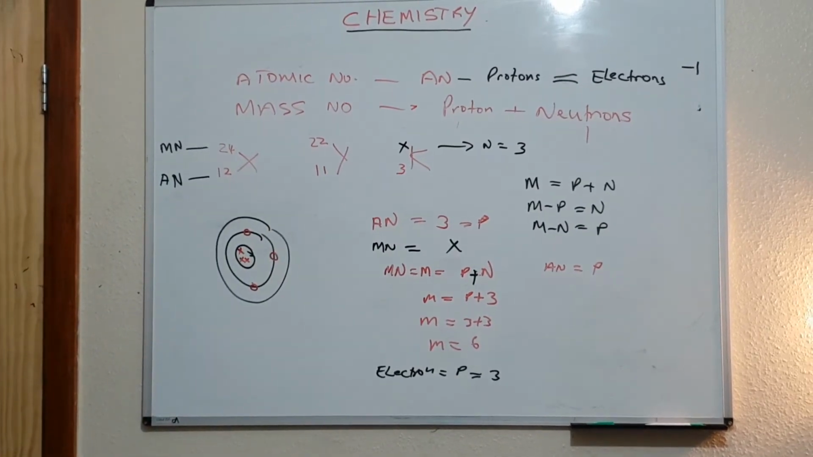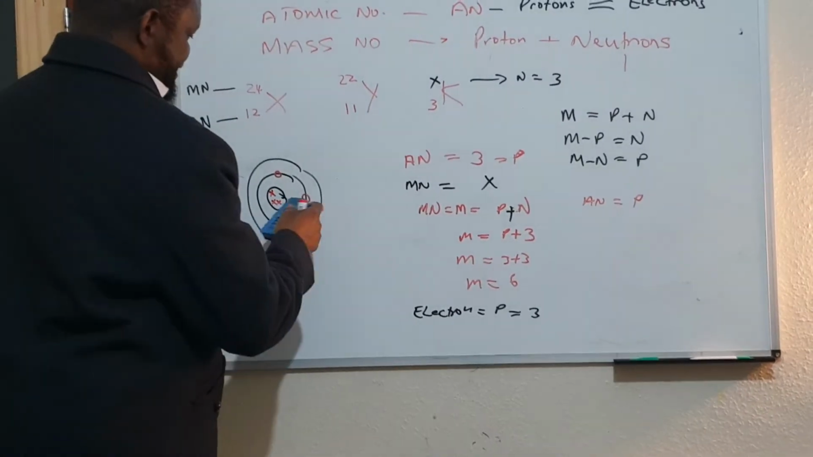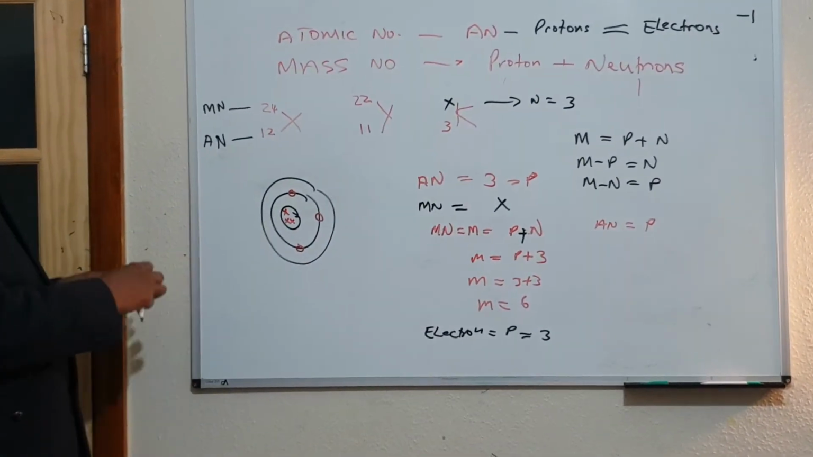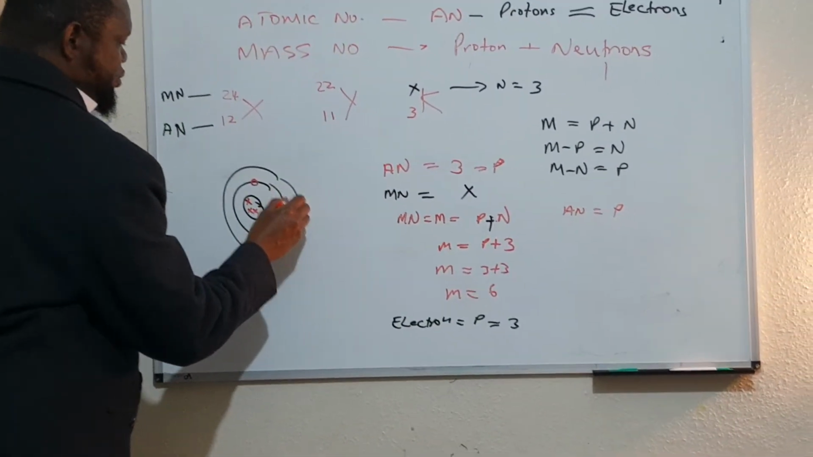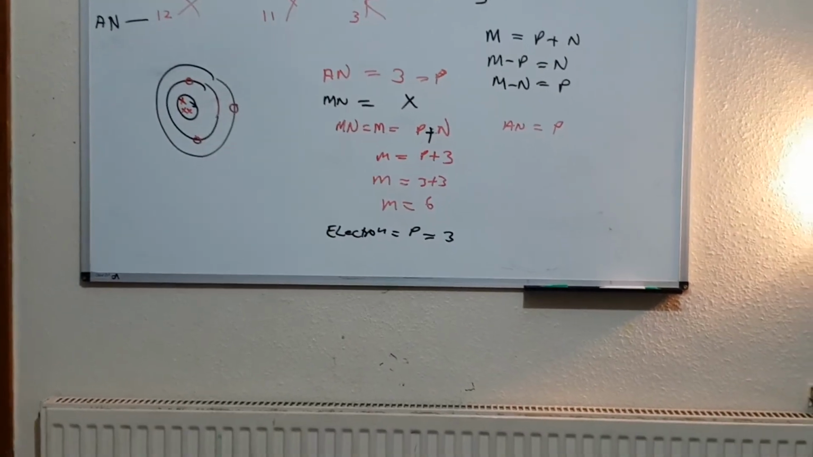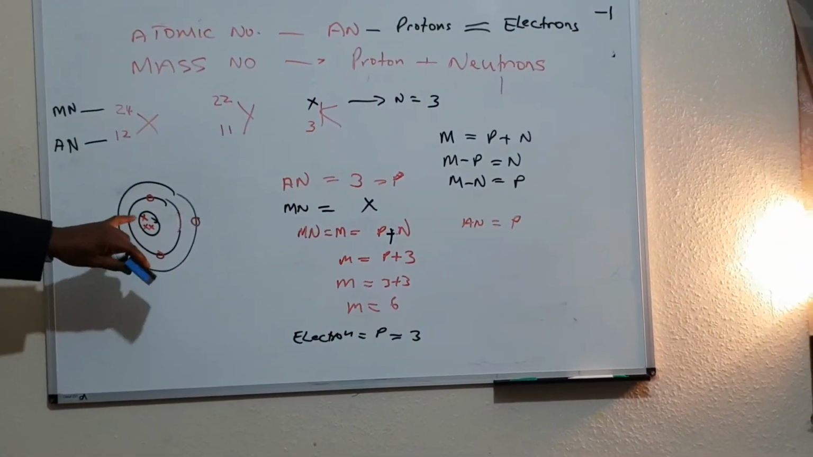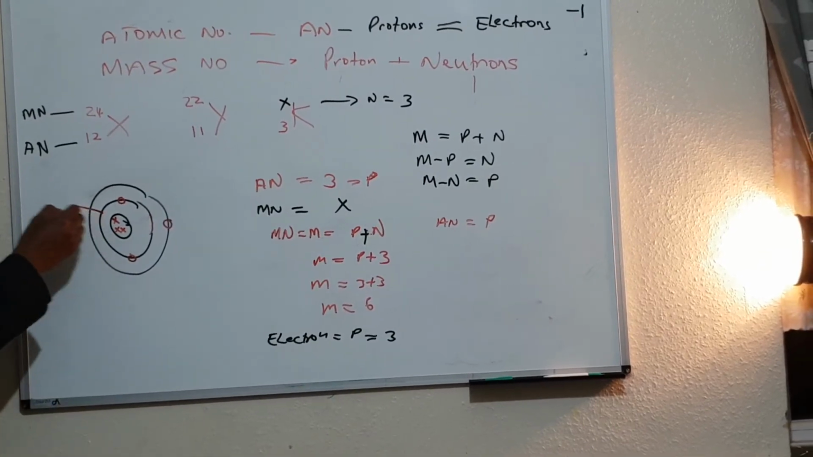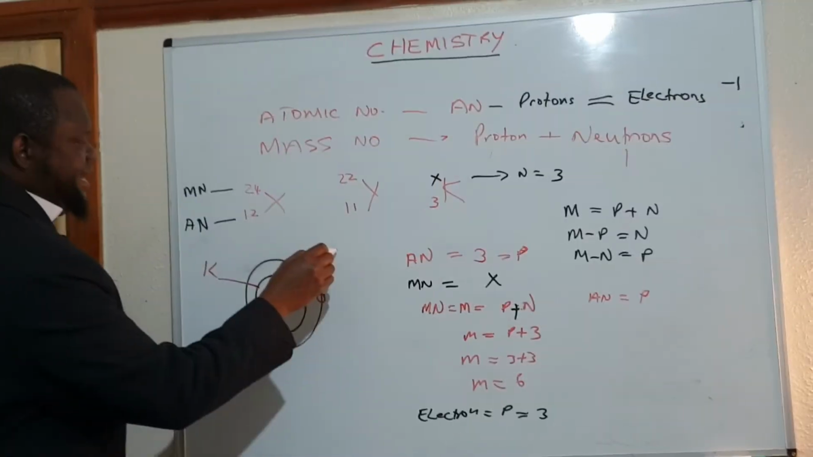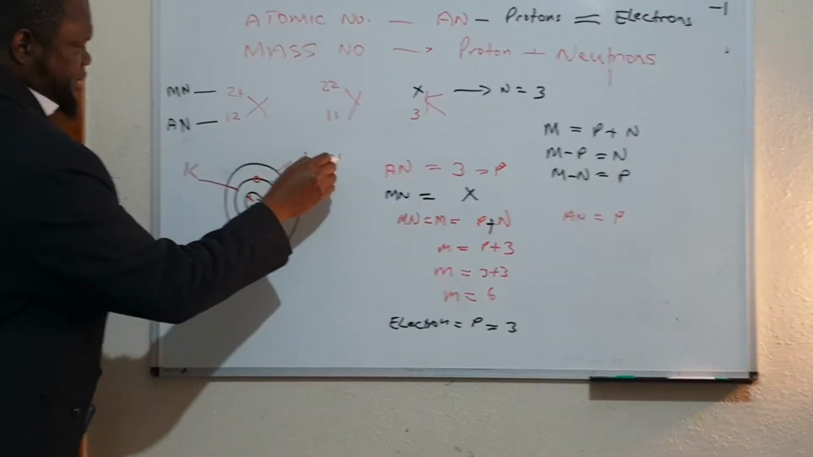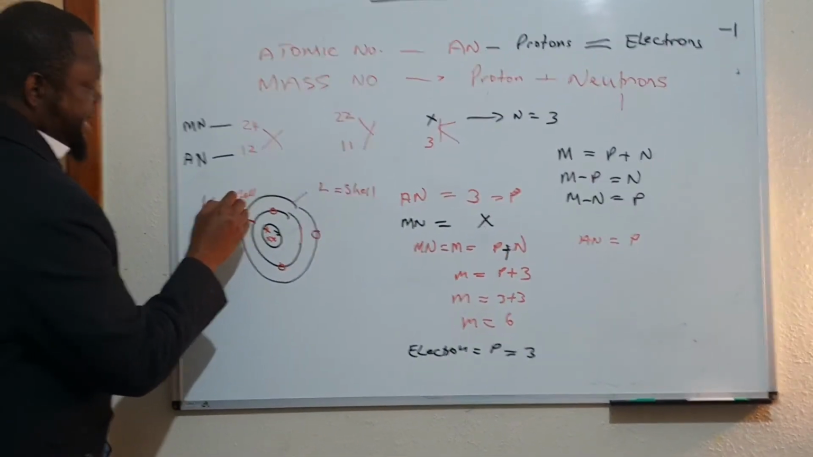Only 2 can fill the first shell. Sorry, we haven't come to that yet. That's why I didn't put it that way. If you want to be precise, maybe you have done this before. I just put 3 there to tell you that it's equal to 3. The first shell is called the K shell, and the next one is called the L shell. We may not be able to do all that today.